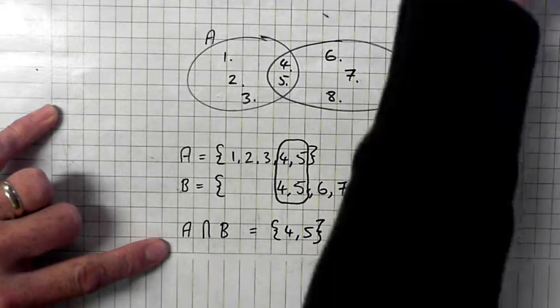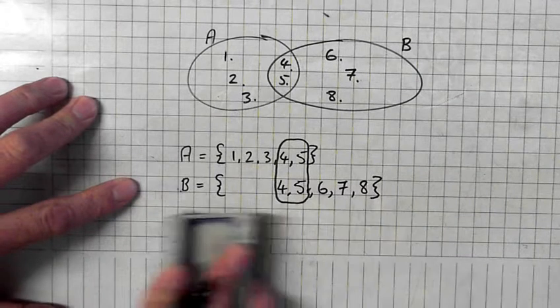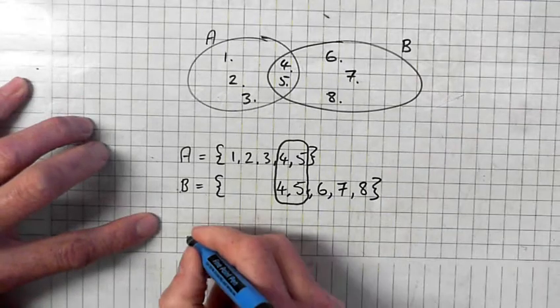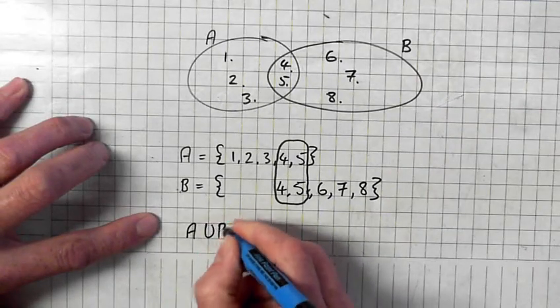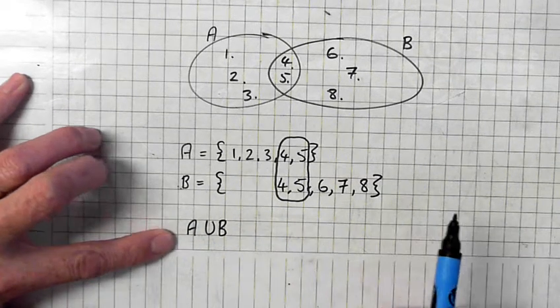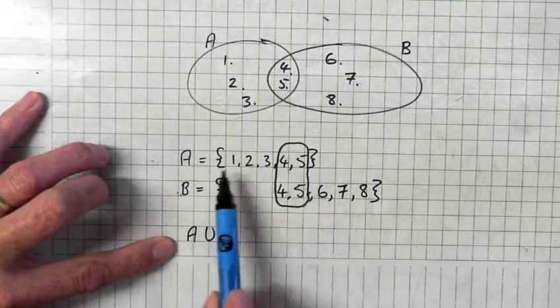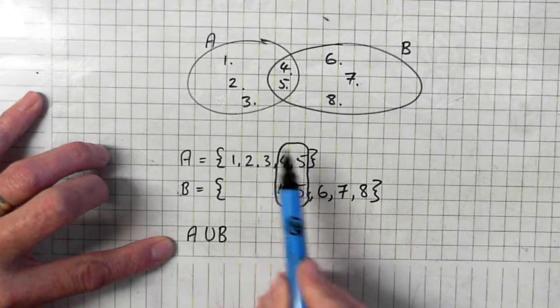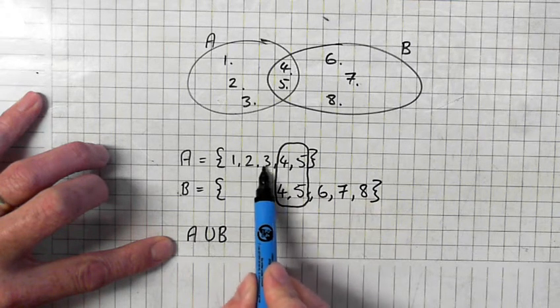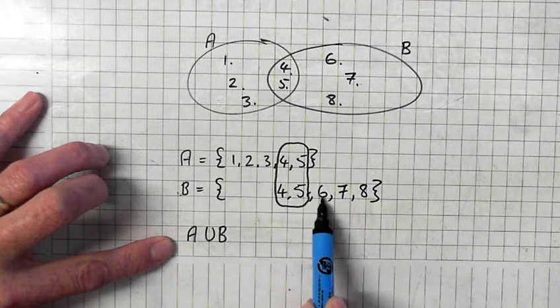Right, the other one is A union B. So we list everything from A and B, don't we? Because I've written it like this, it makes it easy. So I just write 1, 2, 3, 4, 5, 6, 7, 8.